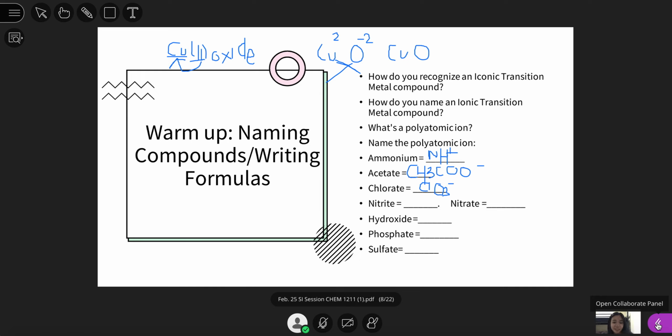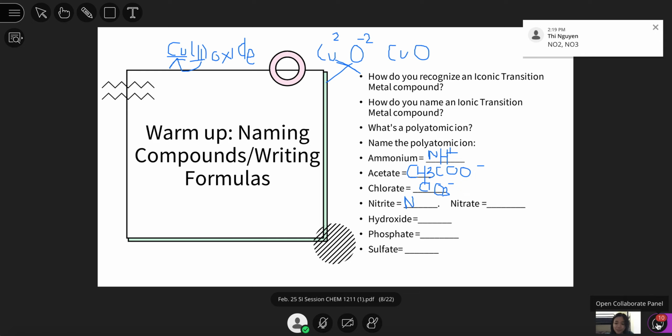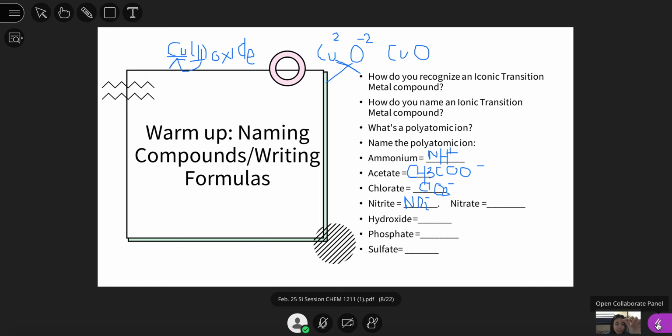What about nitrate? Nitrate and nitrite are used pretty similarly, so I wouldn't suggest mixing them up. Nitrate. So we know there's N in there, right? What goes next? Yes, exactly. That's correct. O3, and the charge, make sure you guys know the charge on top. Like it's positive, negative, because you need that when you're calculating valence electrons.